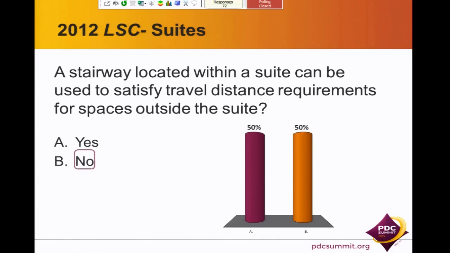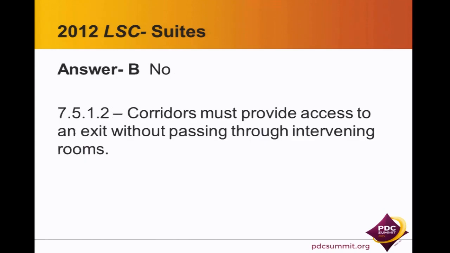So once again, let me point out the nuances of this question. You have an area outside the suite trying to access the exit that's within the suite. And there is a caveat to this question. The correct answer is no. You need to already be in the suite in order to access that exit. The caveat is that if you're in an adjacent suite, you can go through another suite without going into an exit access corridor in order to reach that exit.